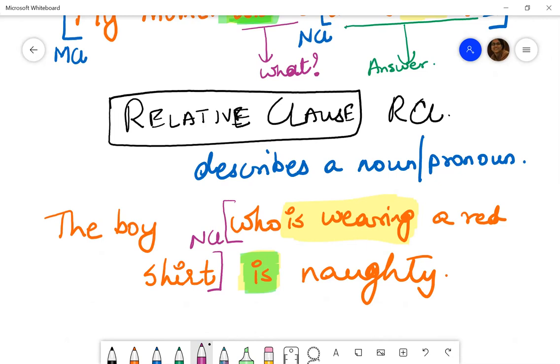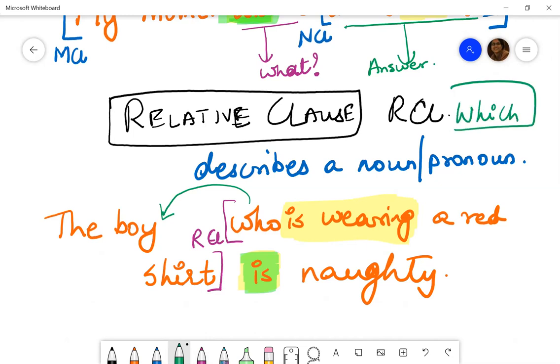So this is an NCL. This is an RCL. It is an RCL because it tells me more about the boy. This is describing the boy, right? It is telling me more about the boy. So it's telling me more, in a sense, which boy? It answers the question which, asked to the noun or the pronoun. That is what it does. So that's what it is answering.